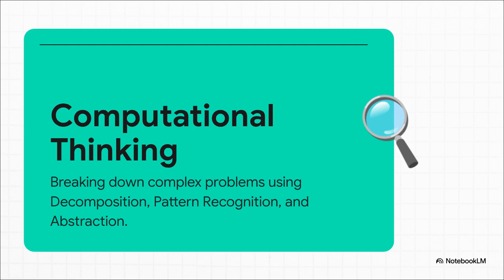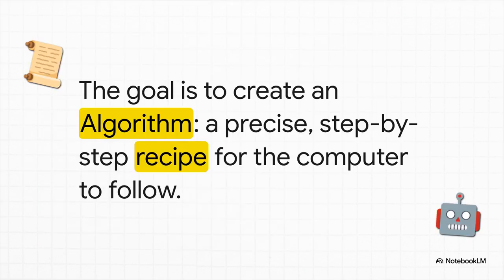It's called computational thinking. And it's this amazing skill where you can take a huge, messy, impossible problem and you learn to break it down into smaller, manageable pieces, find the hidden patterns, and then just ignore all the noise to focus on what really matters. And the whole point of this new way of thinking is to create one thing, an algorithm.